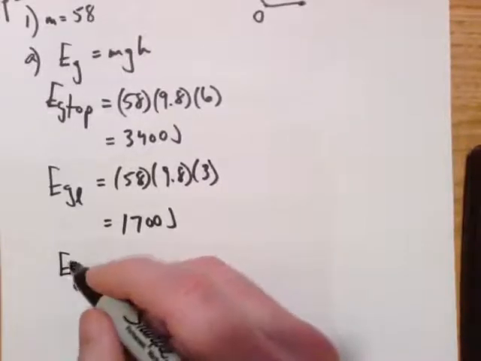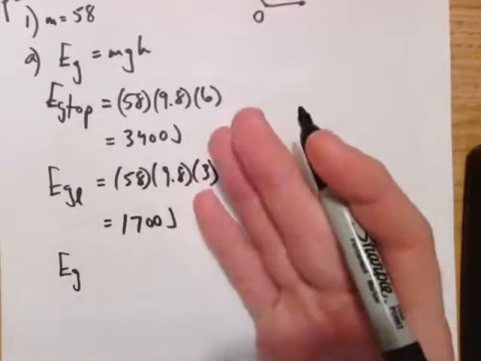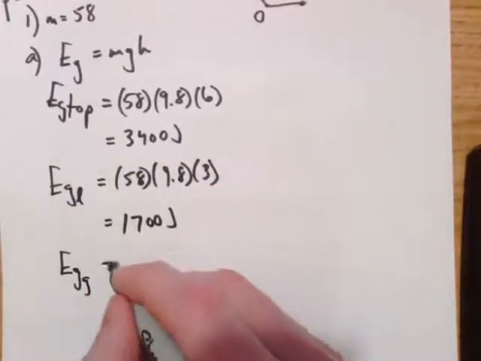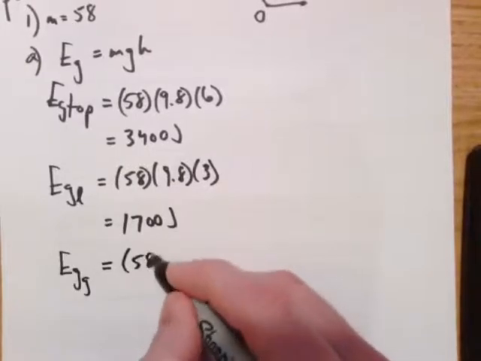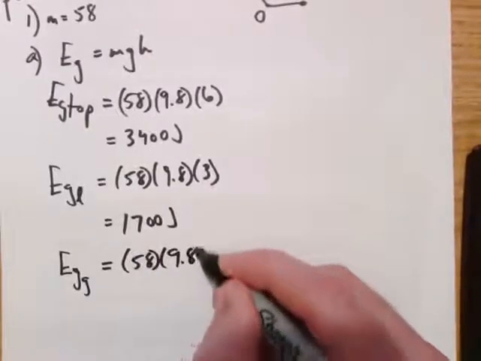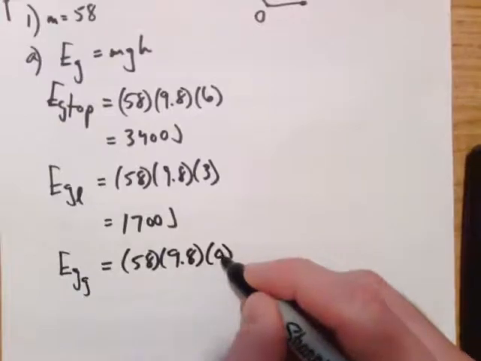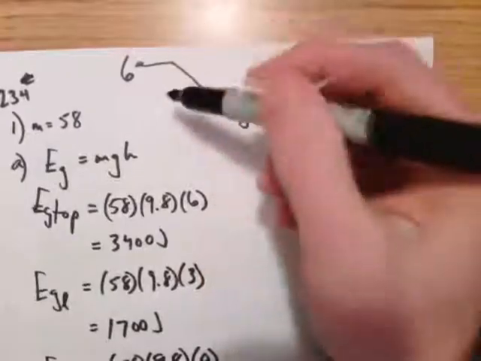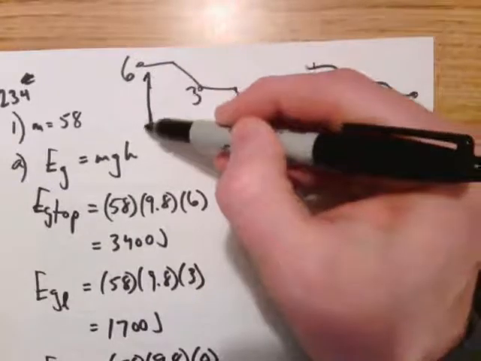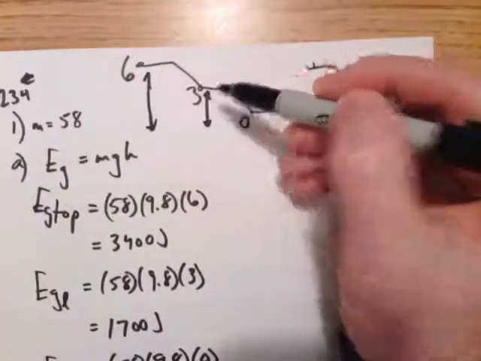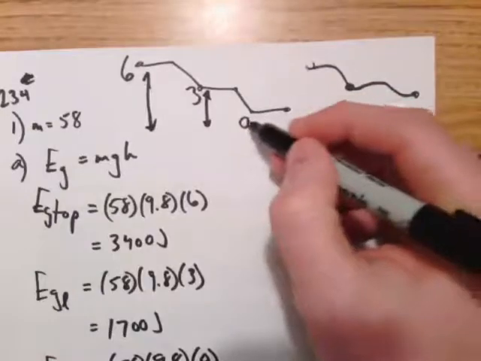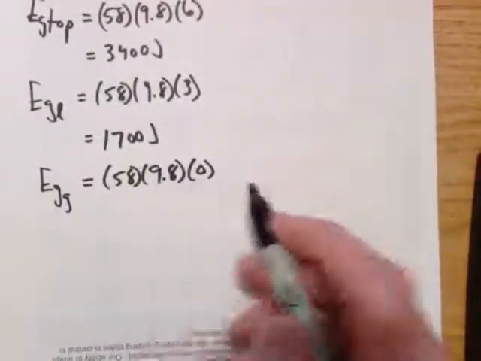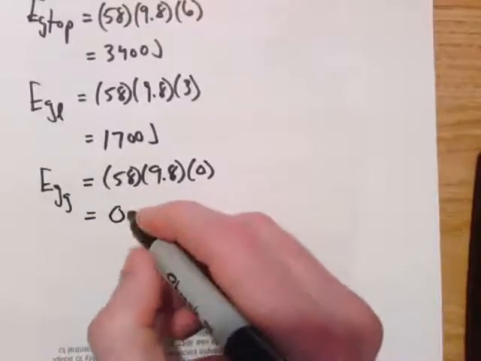The potential energy on the, what is it, the ground, the floor? Ground level. EG ground, 58 times 9.8 times 0. That's the distance. That's the height, right? 6 meters from the floor. 3 meters from the floor. There's no difference, no distance, no displacement, no space. Pull out your calculator. 0.